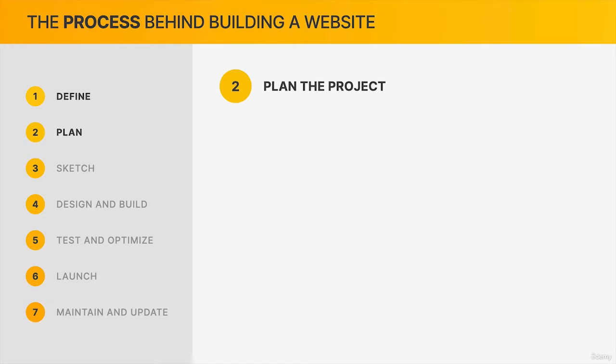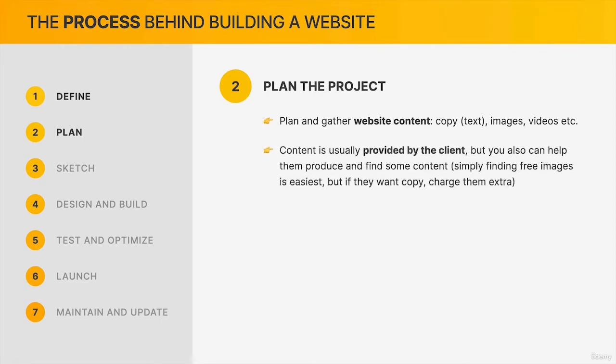Now, planning the project means to finally start thinking about our website. And so that starts with actually planning and gathering the content of the website. So things like the website copy, which is basically the text, images, videos, and all other type of content. Now, usually this content should be provided by the client, but of course you can also help them to build, so to produce and to find this content for them.